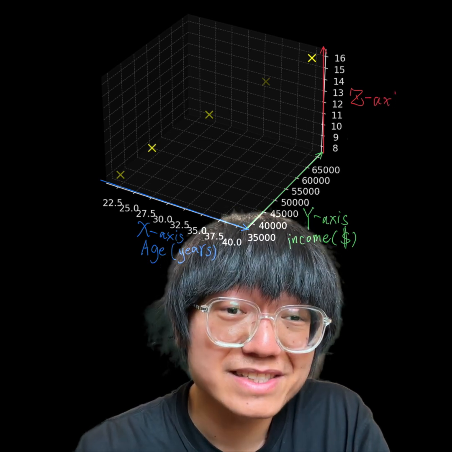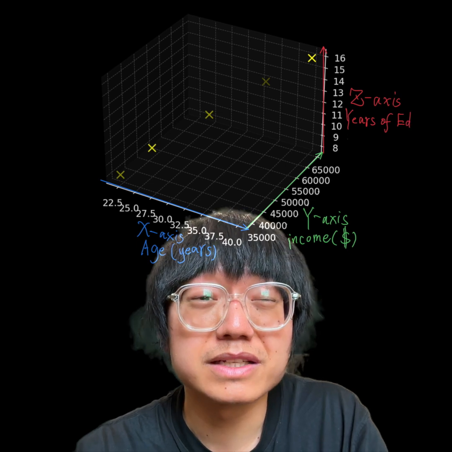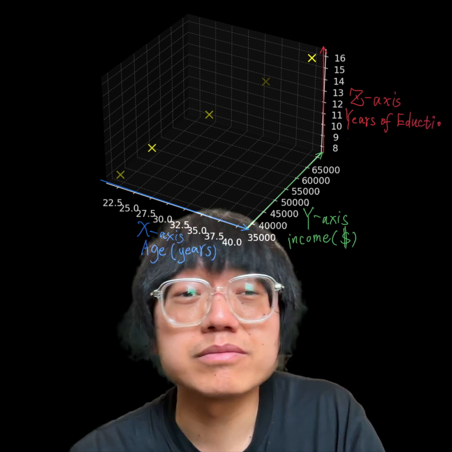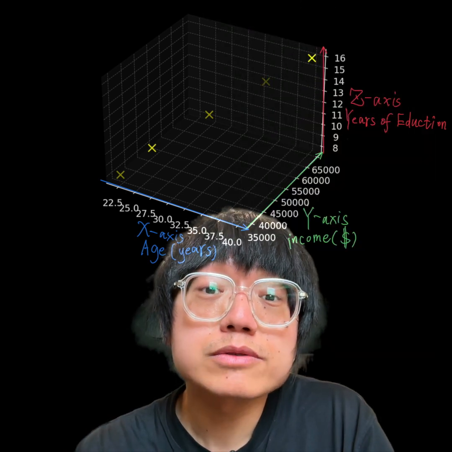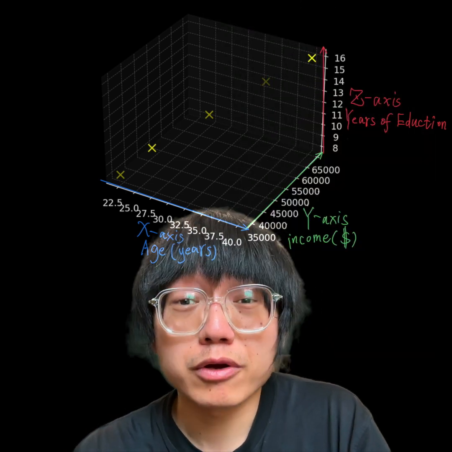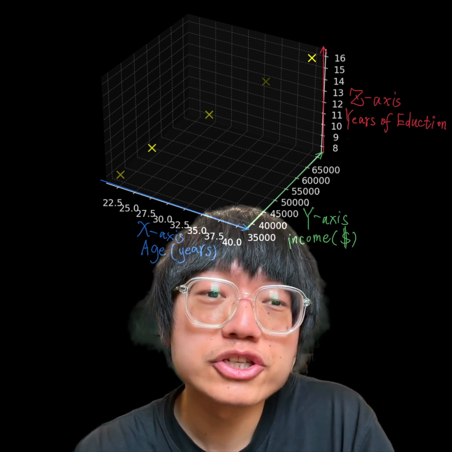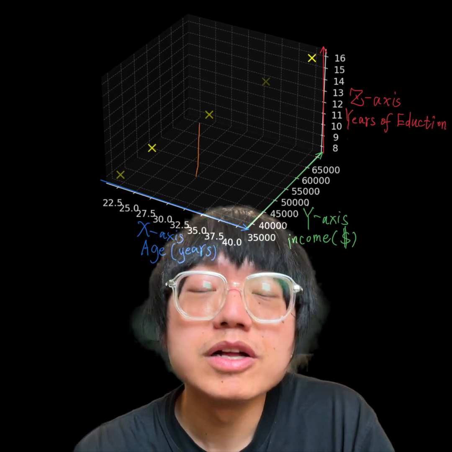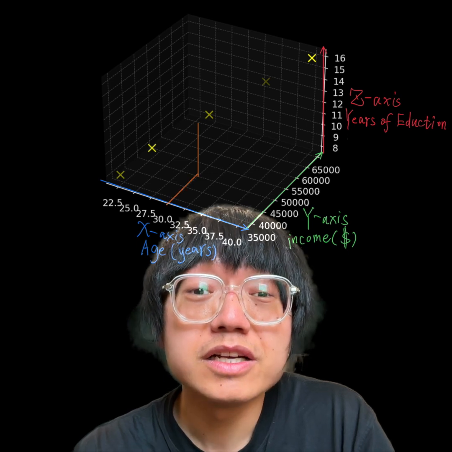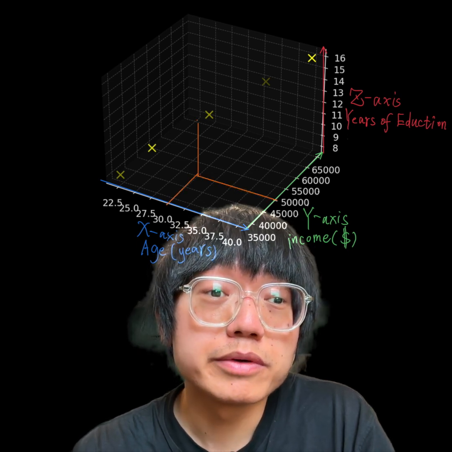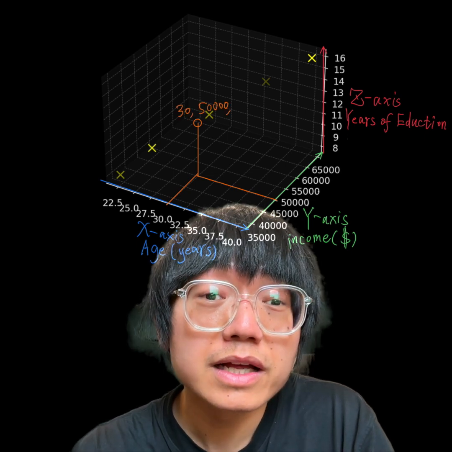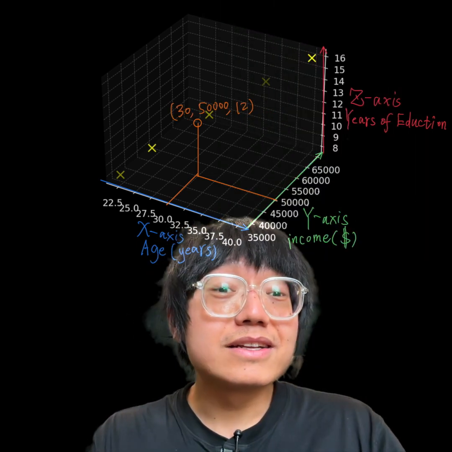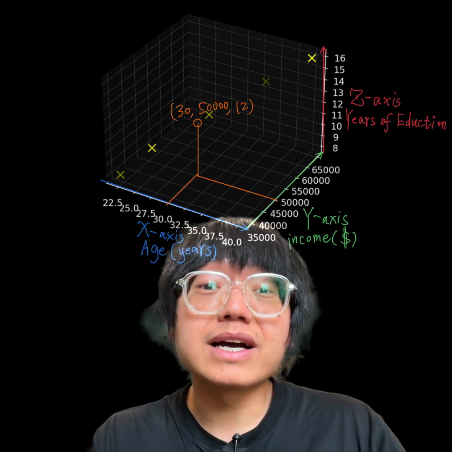Another one is the z-axis. This dimension shows the number of years each person has spent in formal education, ranging from 8 years to 17 years. And the yellow cross represents an individual person, plotted according to their respective age, income, and education level. For example, the point at 30, 50,000, and 12 represents a 30-year-old with an income of 50,000 and 12 years of education. Then we can draw some potential conclusions and observations.